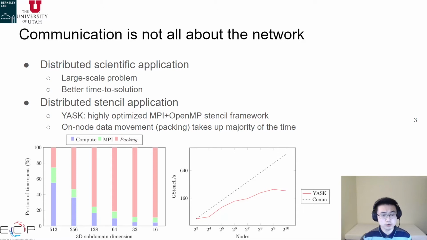And here we show the result from a highly optimized MPI and OpenMP stencil framework for Intel platform that's called YASK. And then we find that even for rather large subdomains, such as 512 cube domains, the time spent doing packing is already greater than time spent for MPI communication. And in fact, as the subdomain gets smaller, the portion of the time that's spent to do packing gets even larger, up to 89% out of the whole computation loop.